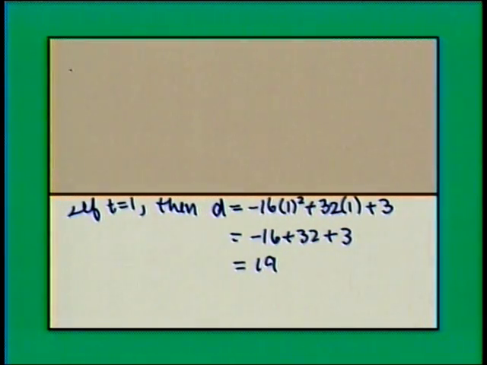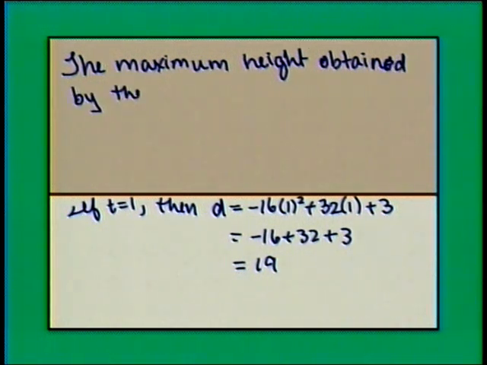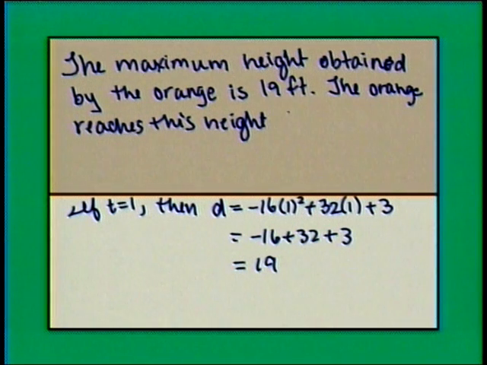Let's go ahead and write our conclusion. The maximum height obtained by the orange is 19 feet. The orange reaches this height one second after Ethan throws it.